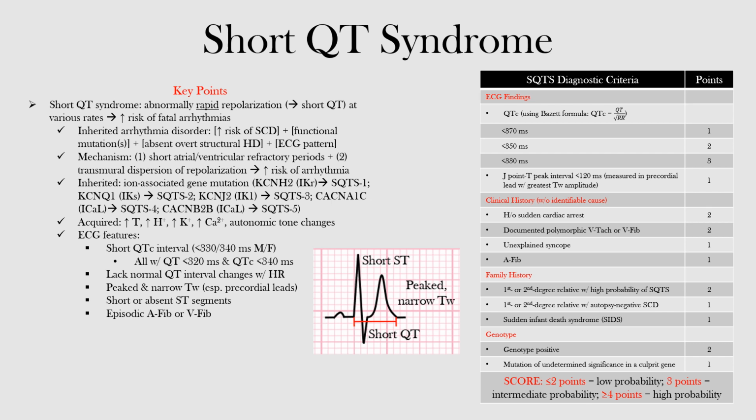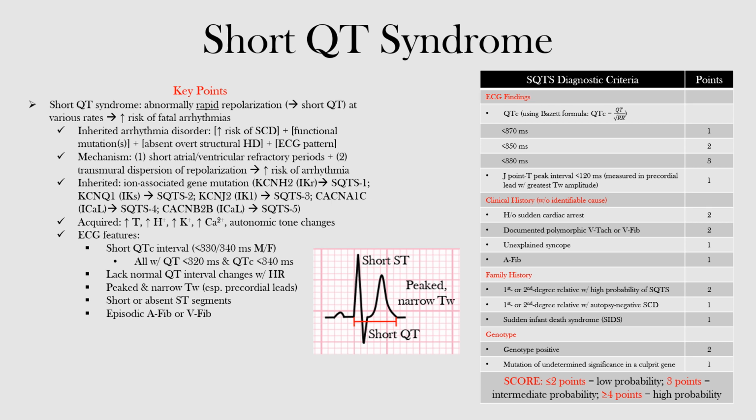So if it is inherited, it tends to be the result of an ion-associated gene mutation. And these genes involved are important in the repolarization phase of the cardiac action potential. And it seems like there are 5 main genes involved. 3 of these genes, the KCNH2, KCNQ1, and KCNJ2, have been considered to be associated with short QT syndrome genotypes 1, 2, and 3, respectively. These genes encode for voltage-gated potassium channels and undergo gain-of-function mutations that increase the potassium efflux during the repolarization phase, and consequently shorten the action potential and QT interval. This is opposite to what we saw in long QT syndrome.